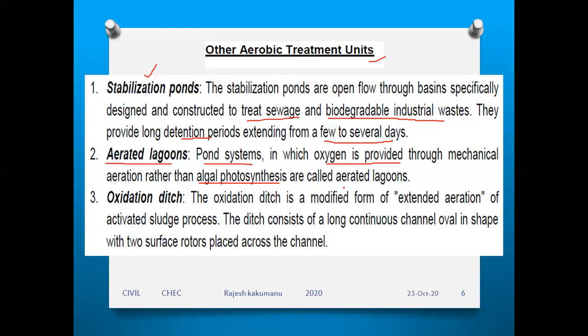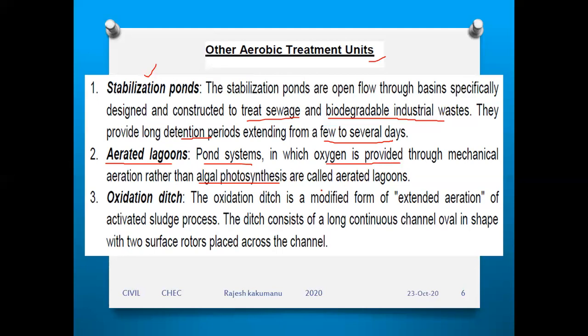So in the aerated lagoons, oxygen is provided through mechanical aeration. How is it provided? Through mechanical aeration rather than the normal photosynthesis process.